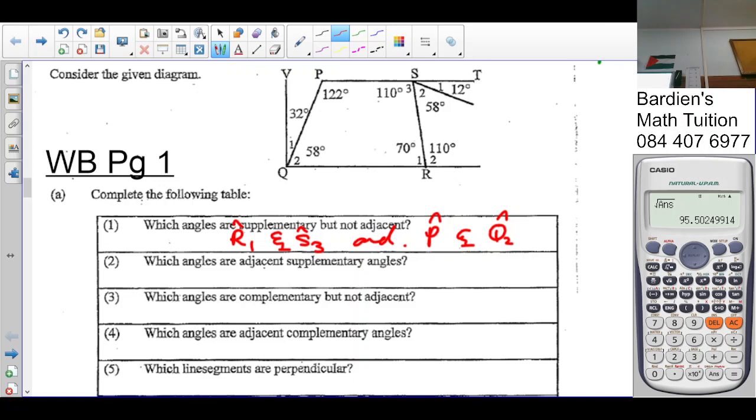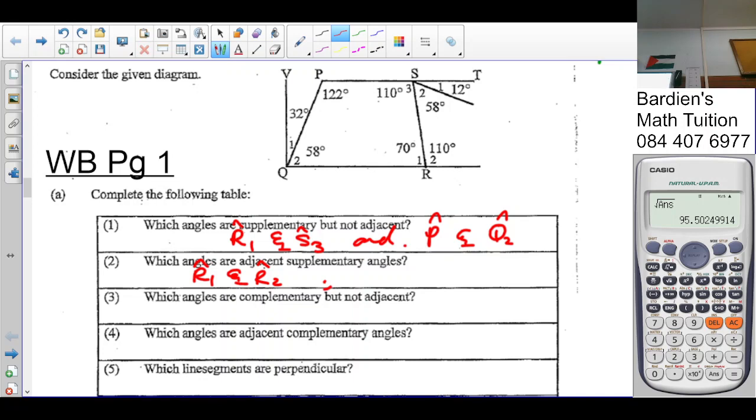Which angles are adjacent and supplementary? Adjacent supplementary angles. So they lie next to each other and they add up to 180 degrees. R1 and R2. Not so? Is there another one? No. So this is R1 and R2.